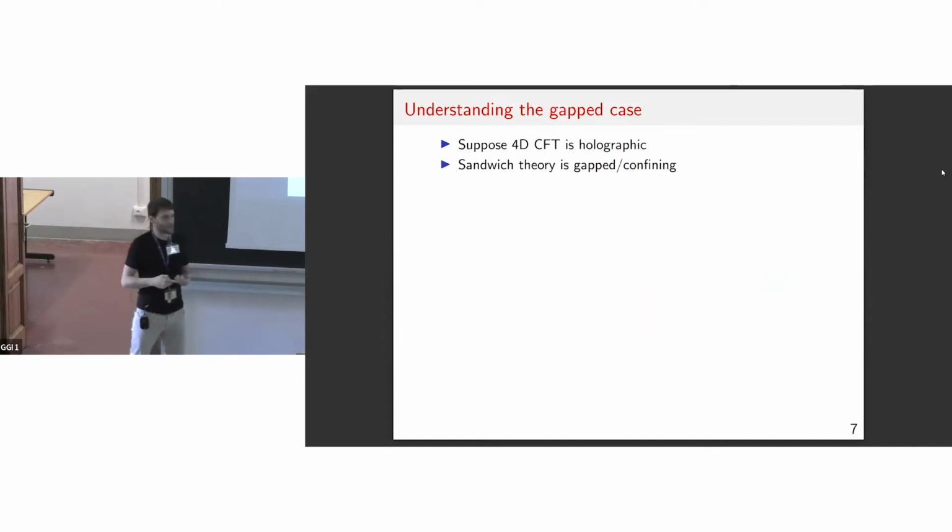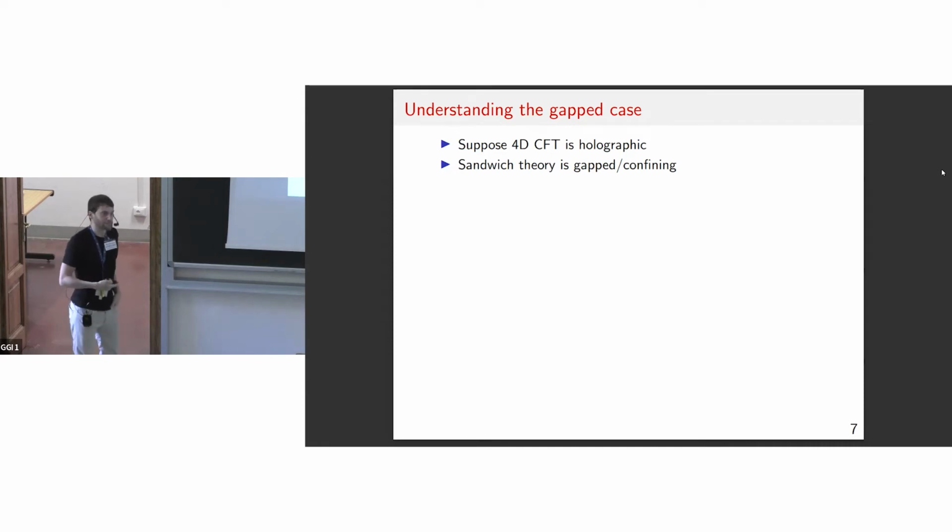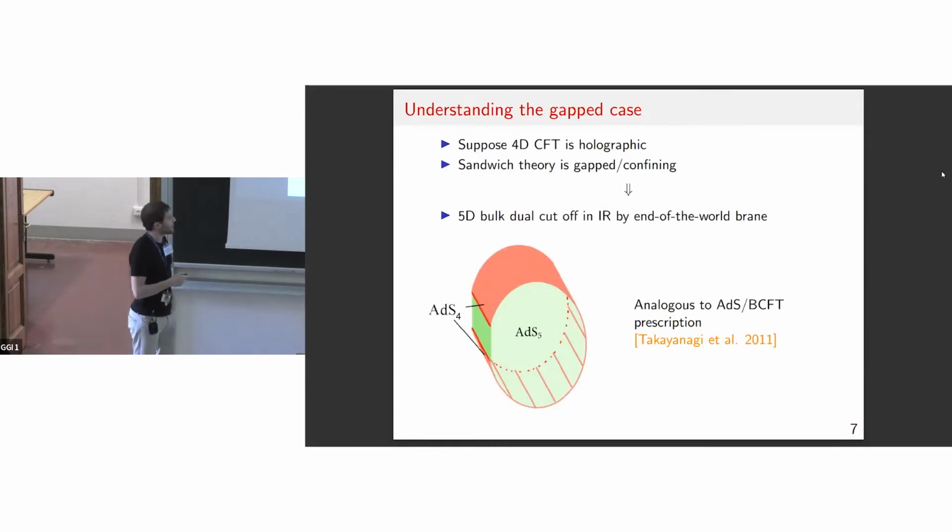So this is a setup similar to, for those of you familiar with it, the AdS/BCFT setups that Takayanagi and collaborators studied, where you have a conformal theory with a boundary. The corresponding holographic dual will be a bulk AdS with an end of the world brane cutting off this bulk. Now, in our case, where this theory confines in the IR, again, the idea is that you have this AdS5 bulk that must be cut off somehow in the IR.